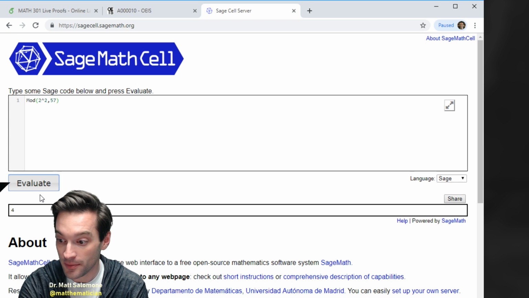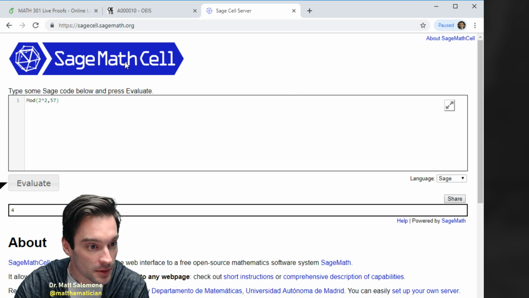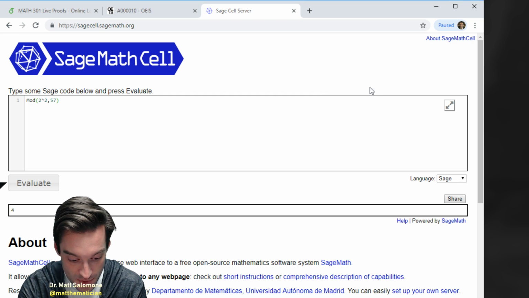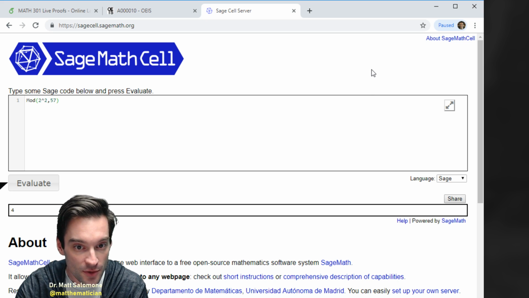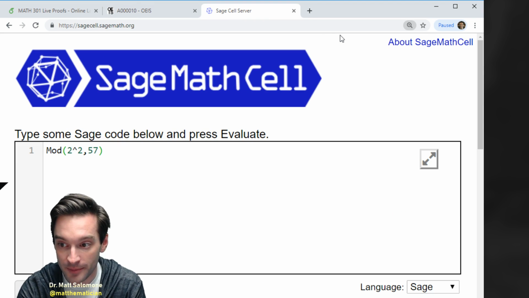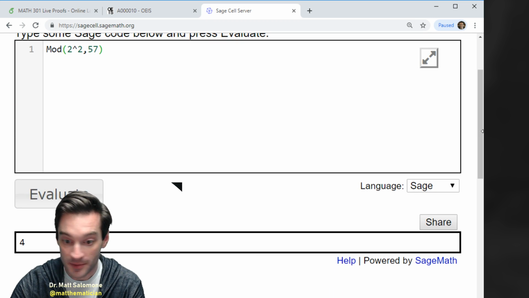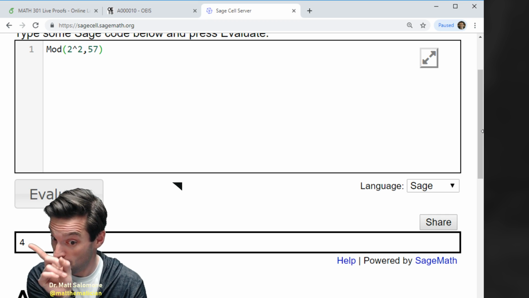Whoa, what just happened? I'm in the wrong browser window here. I'm just trying to get a larger... Just trying to zoom this in a little bit here. Apologies for... Oh, there we go. Now we've got it. All right, so now we can see this a little bit better. So 2 squared mod 57, that's just 4.